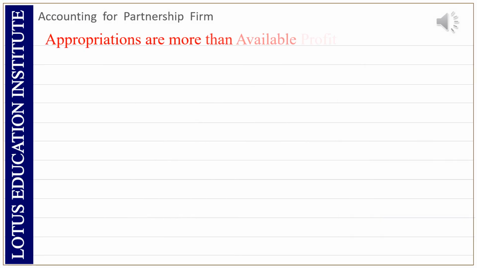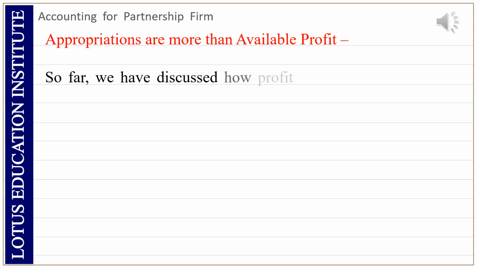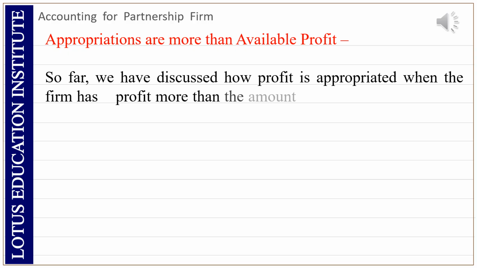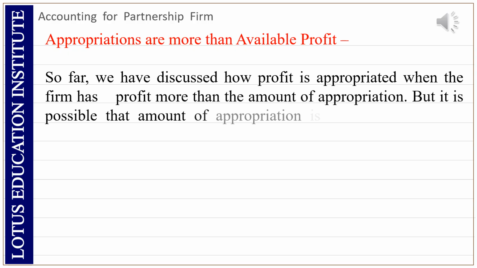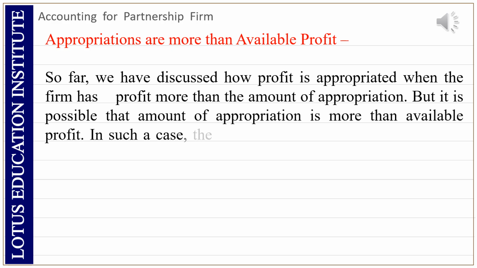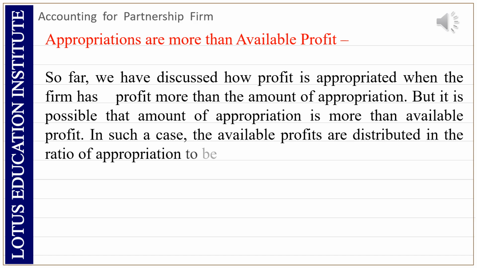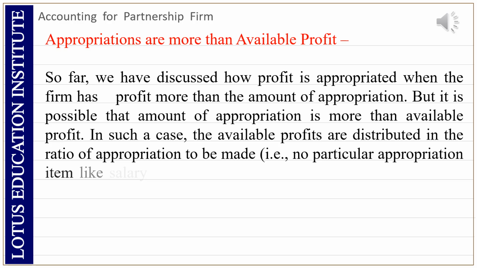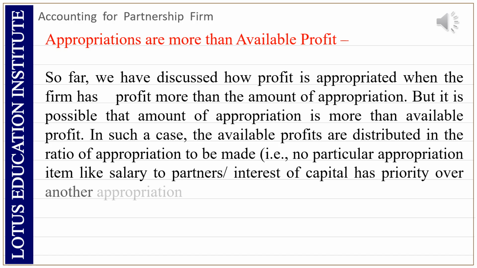Appropriations are more than available profit. So far, we have discussed how profit is appropriated when the firm has profit more than the amount of appropriation. But it is possible that the amount of appropriation is more than available profit. In such a case, the available profits are distributed in the ratio of appropriation to be made, i.e., no particular appropriation item like salary to partners or interest on capital has priority over another appropriation item.